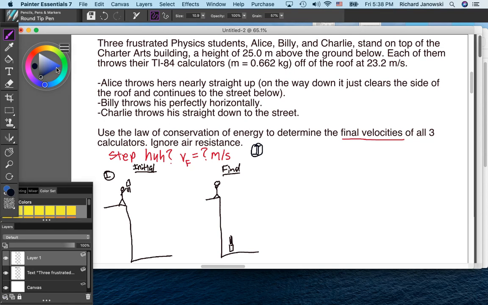Okay, there we go. Step 2 in an energy problem is to write the law of conservation of energy: sigma E initial plus sigma work external equals sigma E final. So what you do is you look back at your sketches and you ask yourself 3 questions.